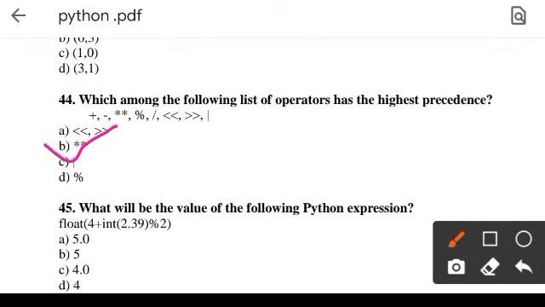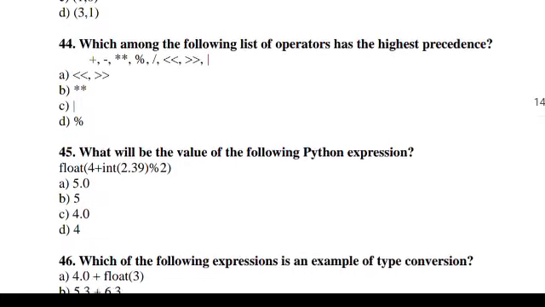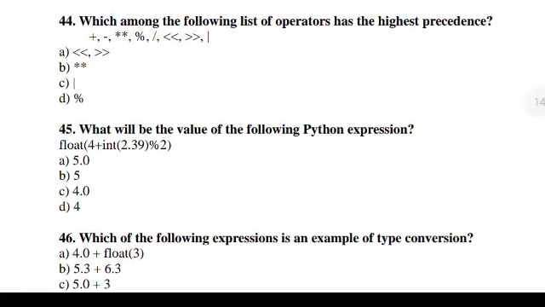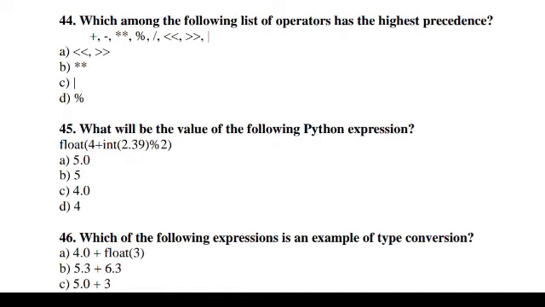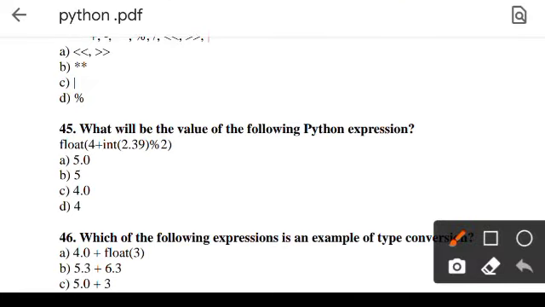Next is, what will be the value of the following Python expression? float(4 + int(2.39) % 2). Right answer will be option C, 4.0.